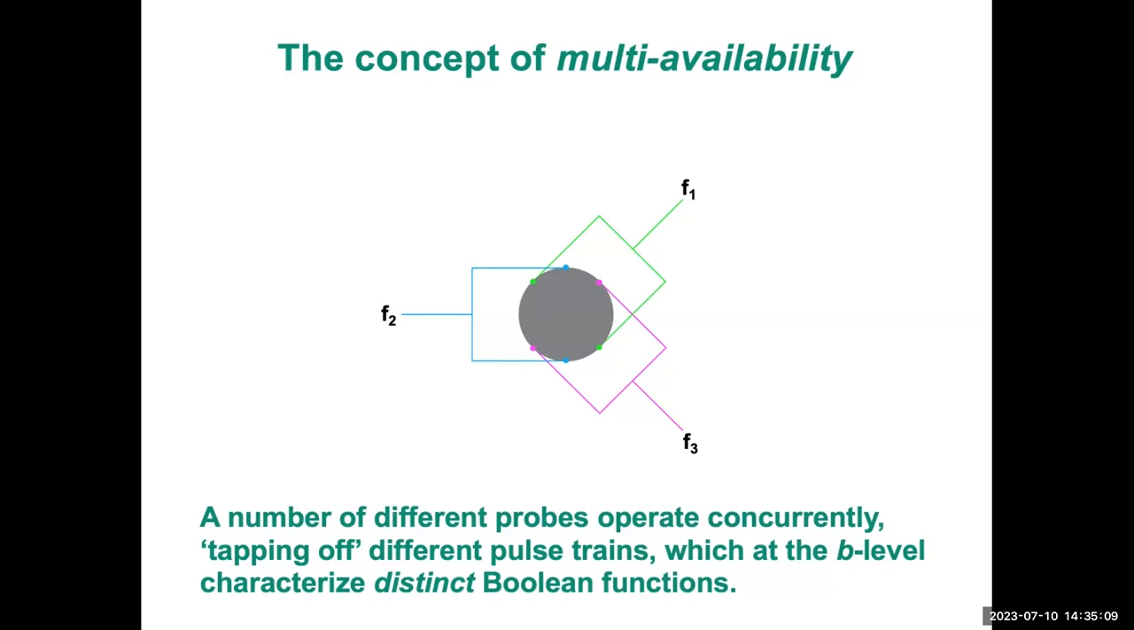This is the concept of multi-availability. These different pulse trains are all available from the same waveform, as long as you have a thresholding device in place to tap the pulse trains off. So a number of different probes operate concurrently, tapping off different pulse trains, which at the bit level characterize distinct Boolean functions. So if you're thinking of this in the context of the bit level, F1, F2, and F3 are distinct Boolean functions. You can write F1 is not equal to F2, is not equal to F3. So that's probing.